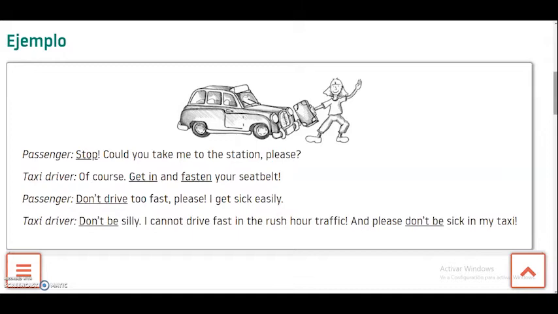In this case, it's a phrasal verb. Okay, and you don't need the subject. Okay, passenger, don't drive too fast, please. I get sick easily. Don't be silly. I cannot drive fast in the rush hour traffic, and please don't be sick in my taxi.